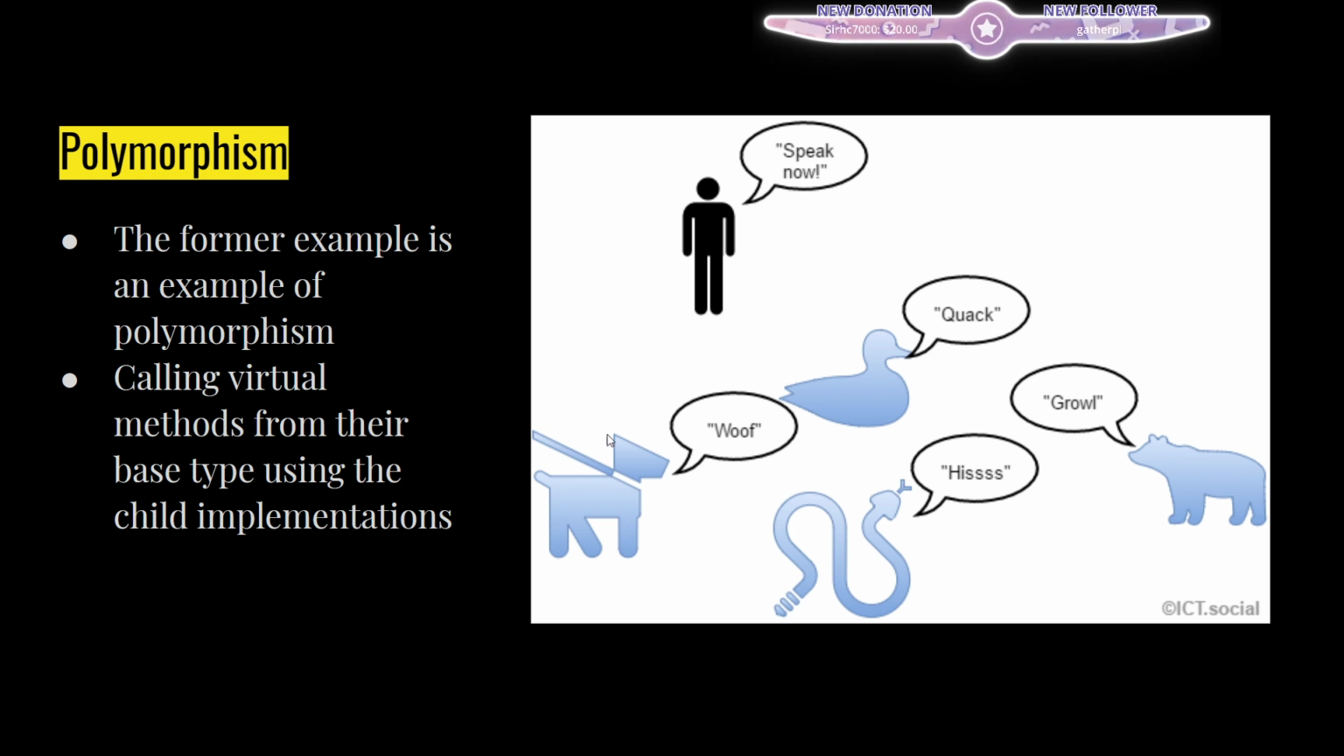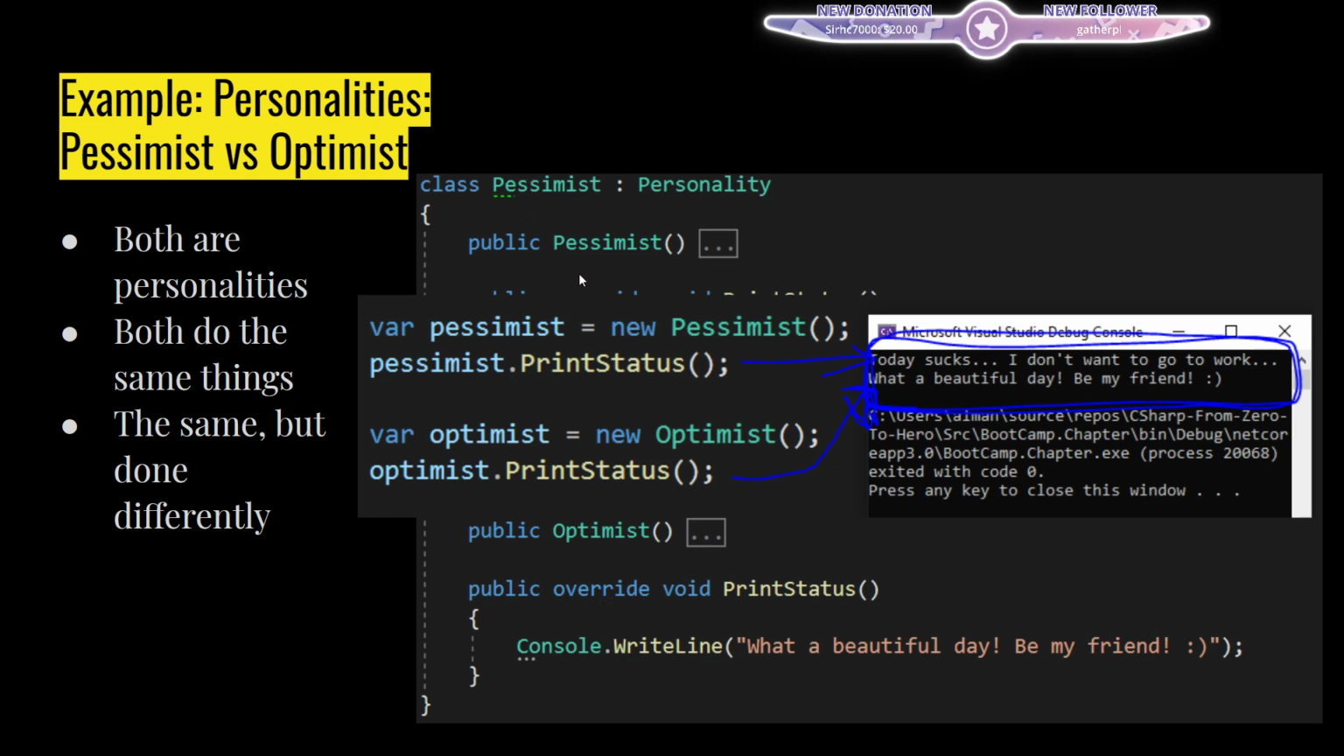So that's polymorphism. Calling a method of a base type and getting implementation from child types. That's polymorphism. So calling the same method but taking the child's implementation, or the implementation of a class which implements something of a higher level. And now let's talk about abstract.